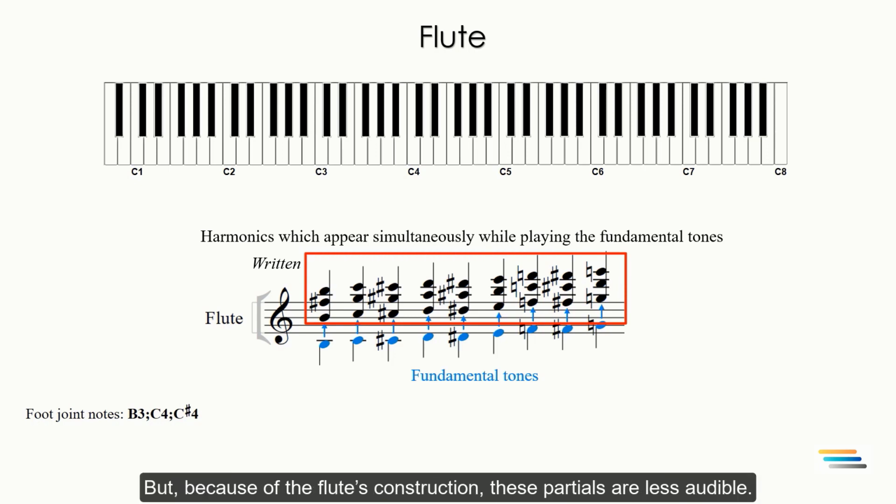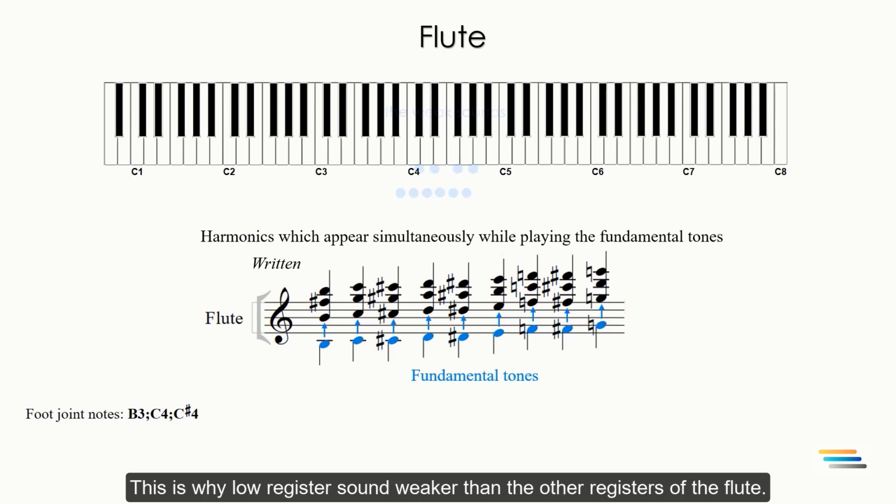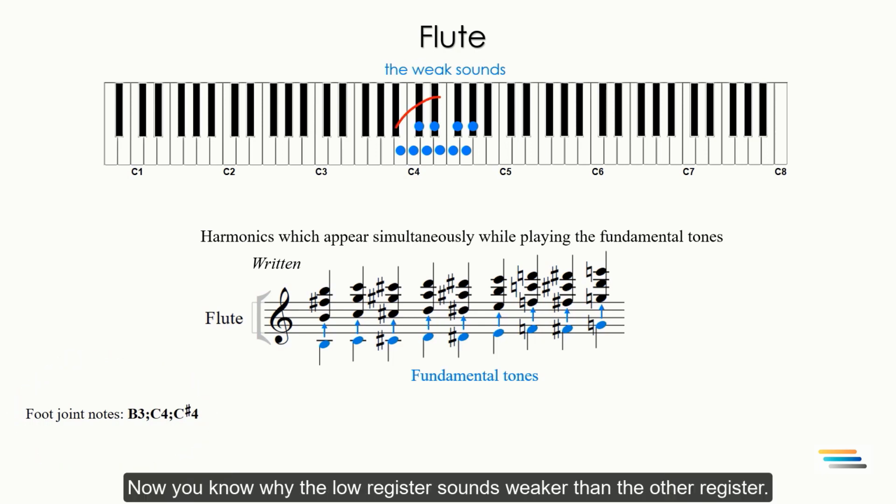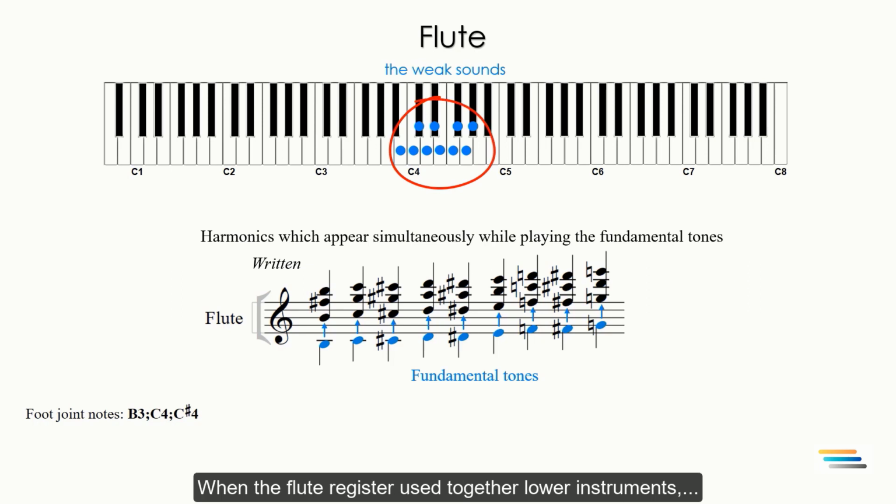But because of the flute's construction, these partials are less audible. This is why low registers sound weaker than the other registers of the flute. Especially the foot joint notes B3, C4, C#4 are quite weak against the other notes of the flute. Now you know why the low register sounds weaker than the other registers. When the flute register is used together with lower instruments, it's easily covered by strong harmonics from the low bass notes.